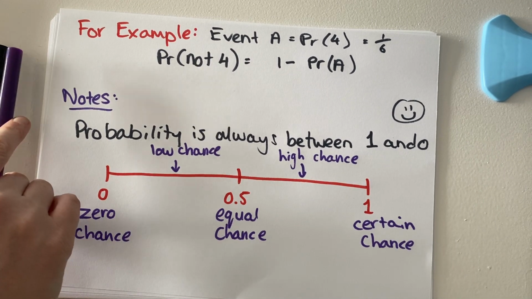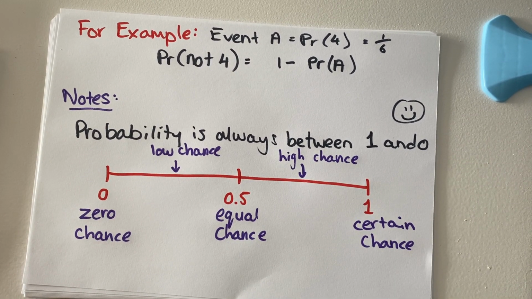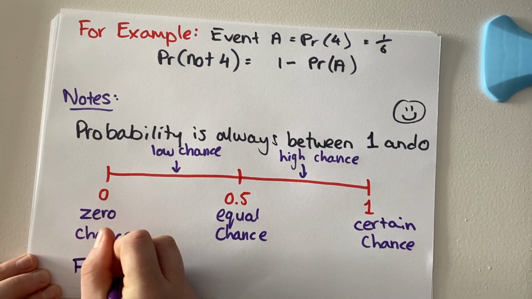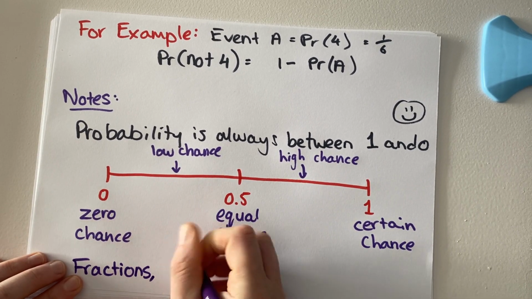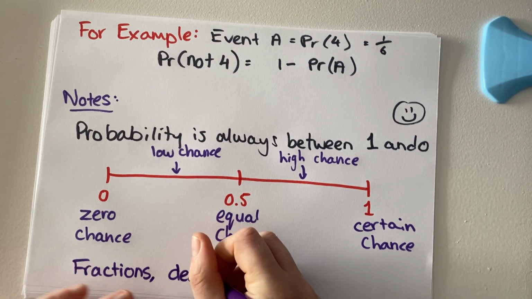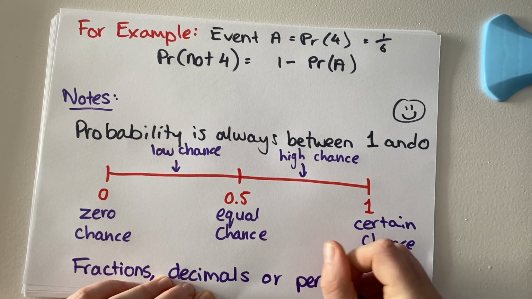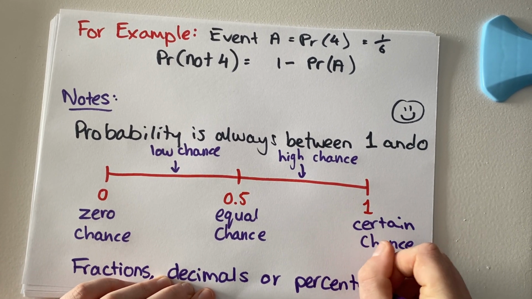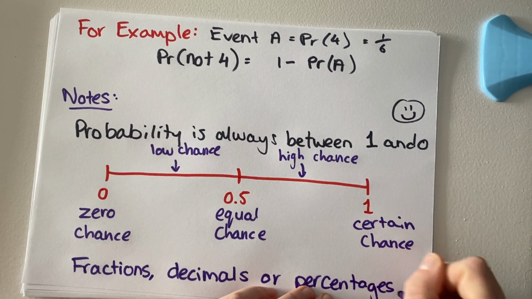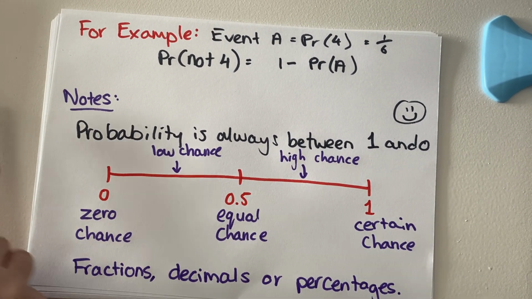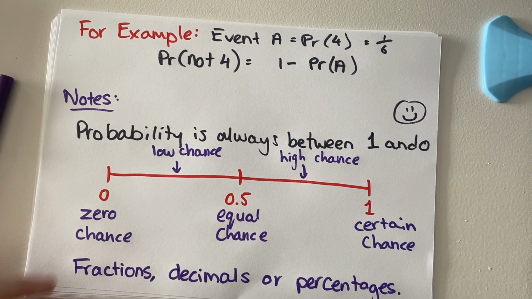So basically, when we talk probability, it's going to be fractions, decimals, or percentages. The reason is because this means that they're not whole numbers. So now we're going to look at our probability formula.